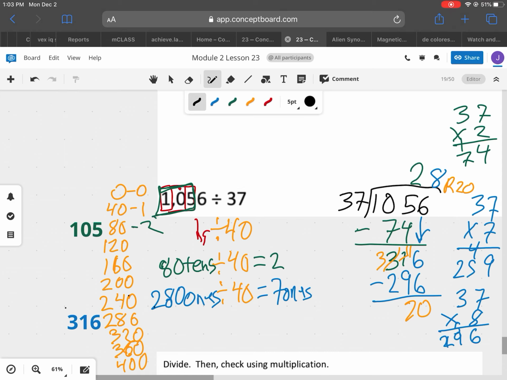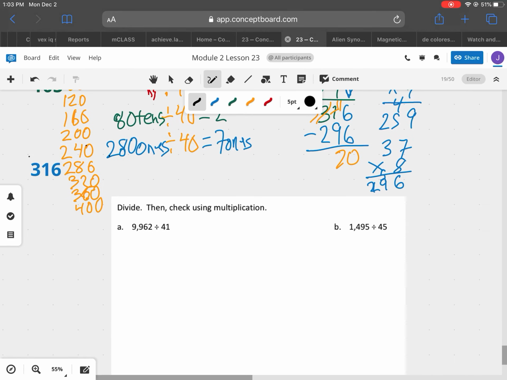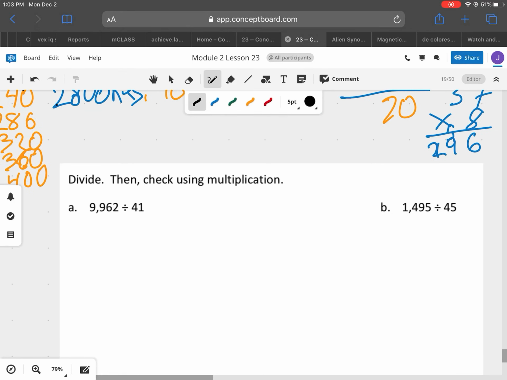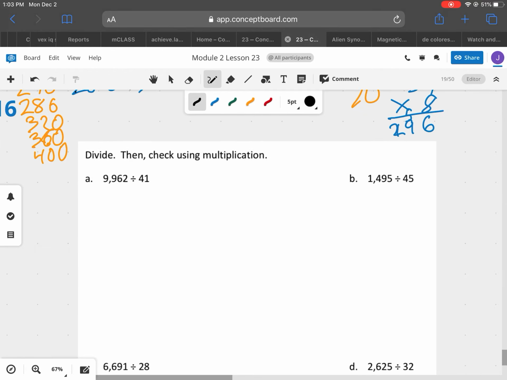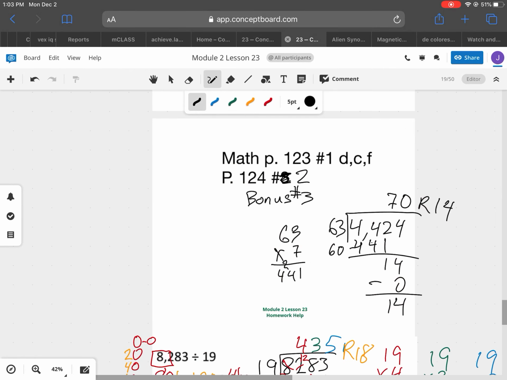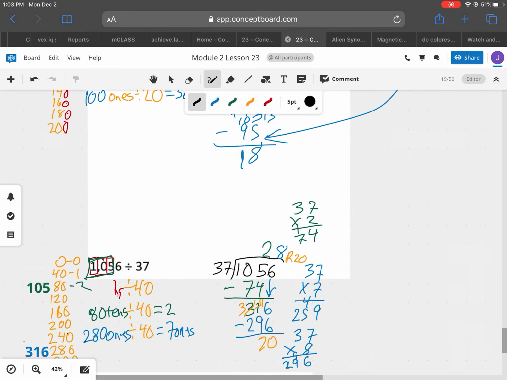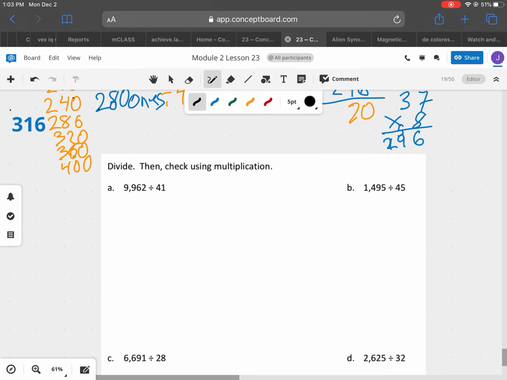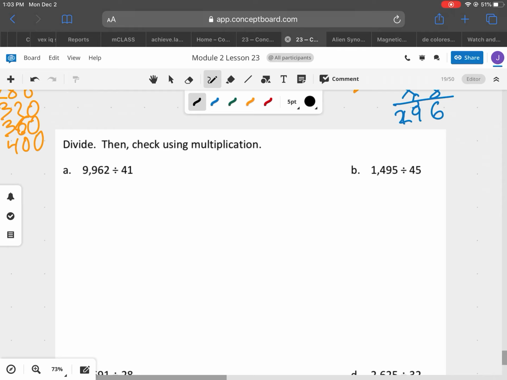All right, let's check another one. Again, I'm not going to check because if I check, then it'll take too long. Let me check the homework really quick to make sure. It's BCF. So I'm not going to do B. I will do this one. So I'm going to do 40 here 3 times because our answers are going to be 3-digit numbers.